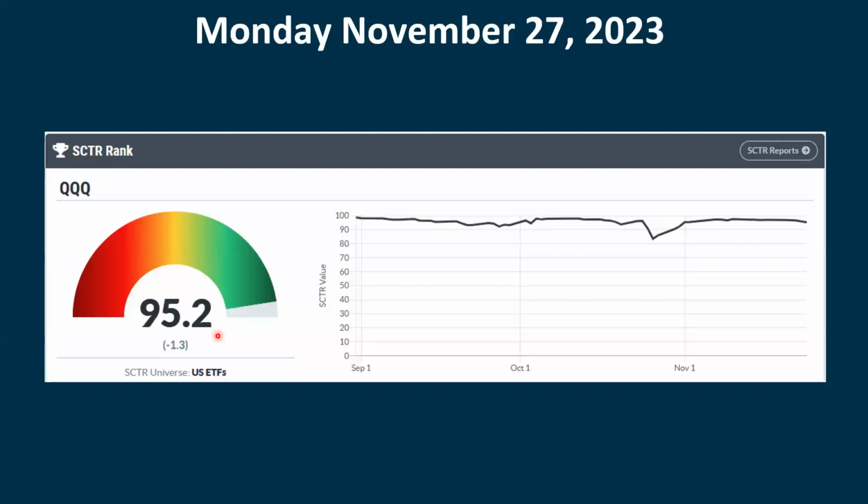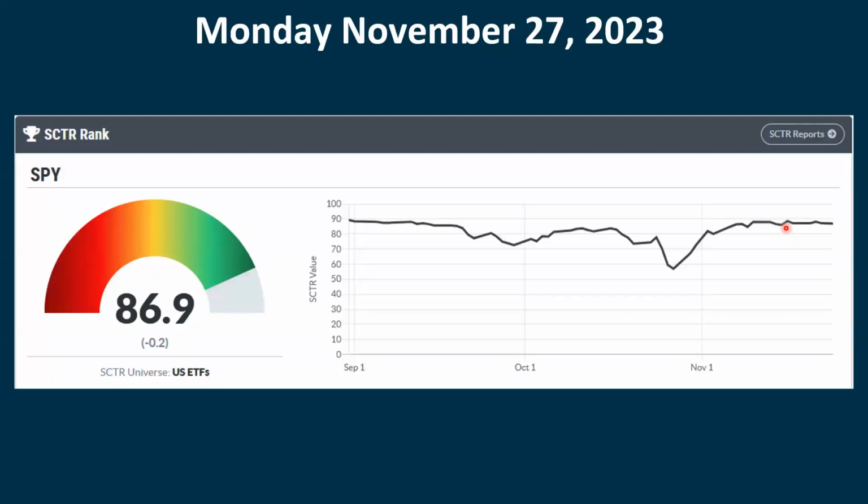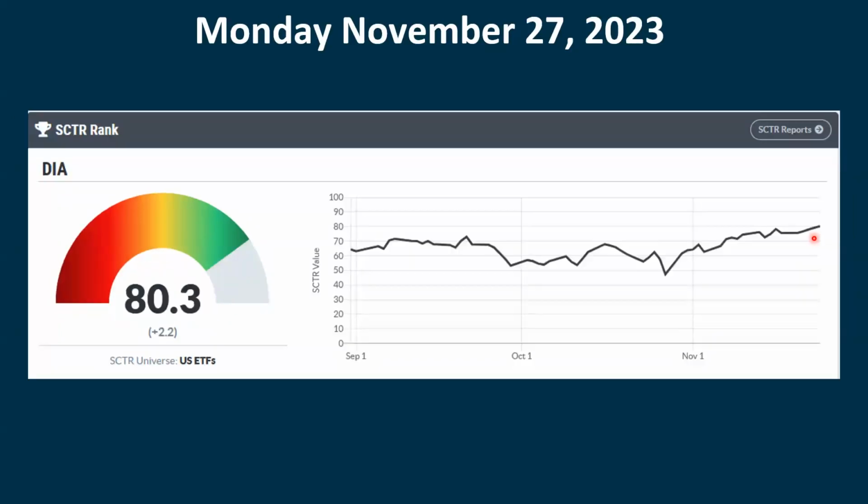Coming in first place again are the QQQs, which is the NASDAQ 100. It's dropping down just a little bit, but it's still at 95.2. That's really close to 100, naturally. So this is the best looking chart, and it has been looking good for a while. In second place is the SPY, which is the ETF for the S&P 500. It's coming in at 86.9, and that's still fairly positive. In third place are the diamonds, the Dow Jones Industrial Average, coming in at 80.3. And lately we've been seeing some improvement with this score.